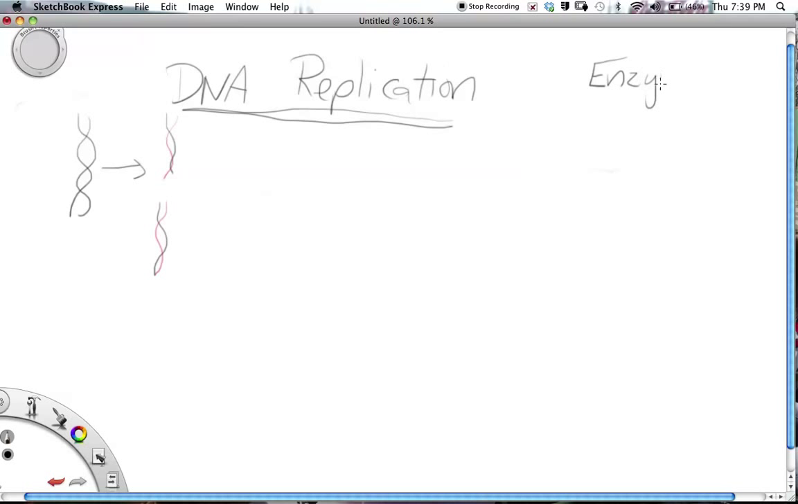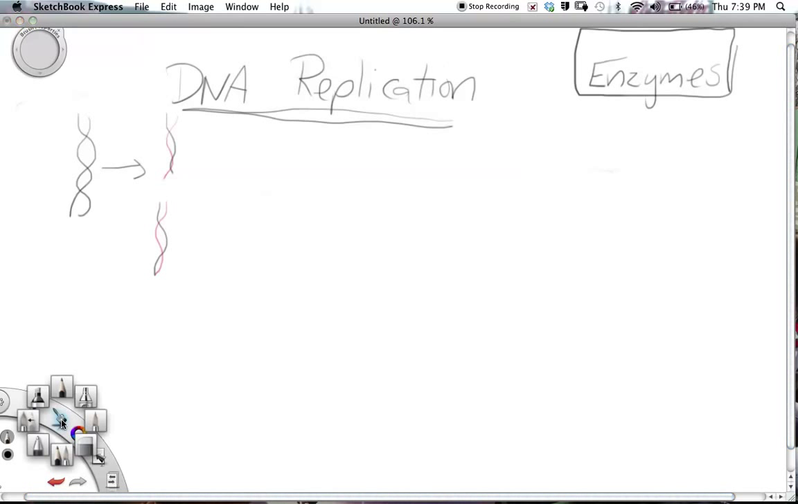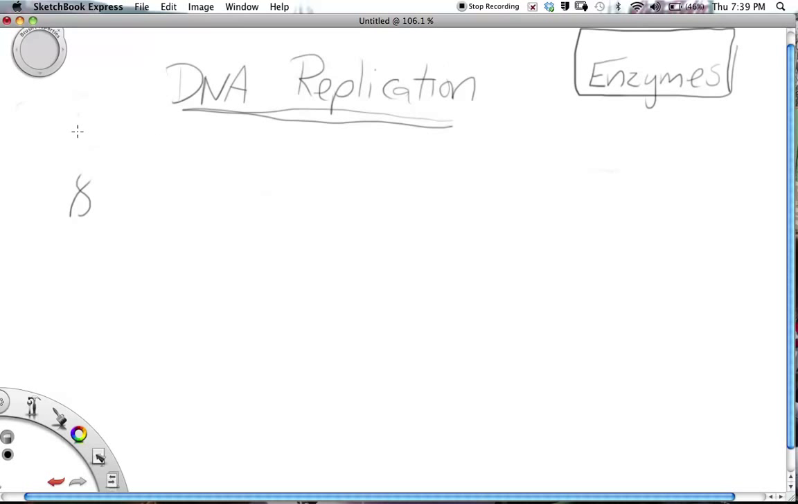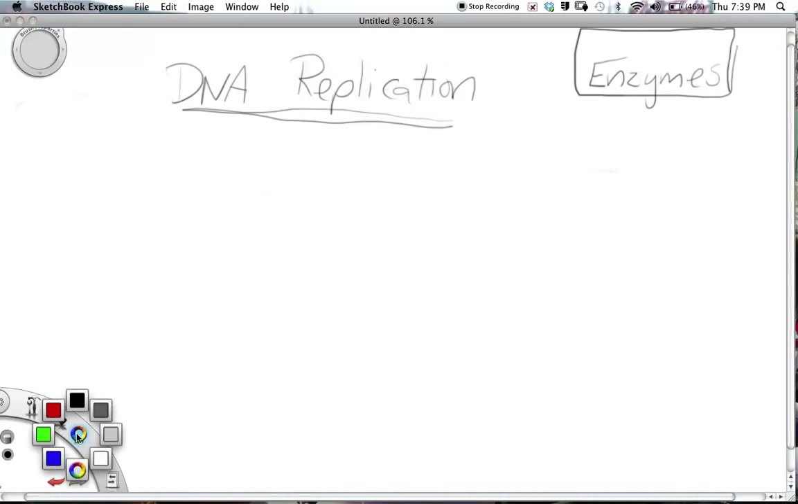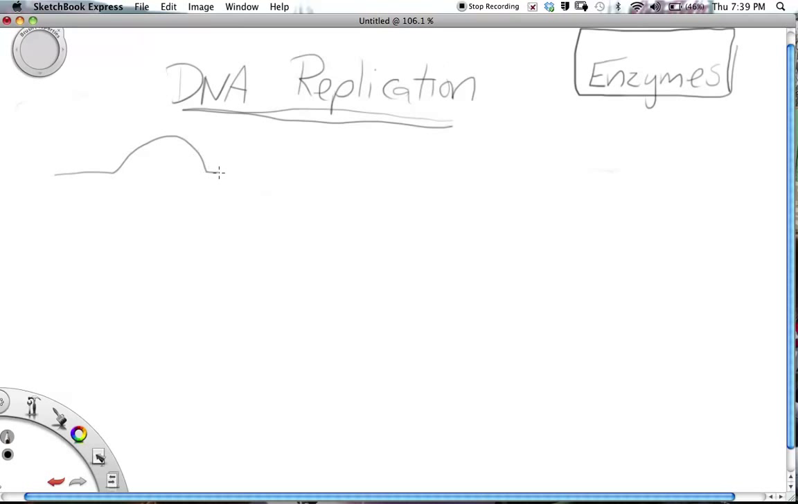And we're going to look at the specific enzymes and keep track of the enzymes involved and make sure you understand what each one does. So I'm going to erase this a little and get started on, at first, looking at the DNA strand in a large view and how it looks when it's replicating in a large manner.